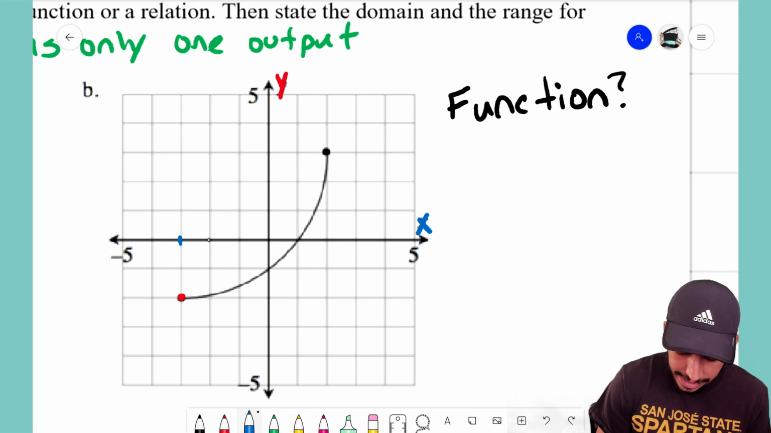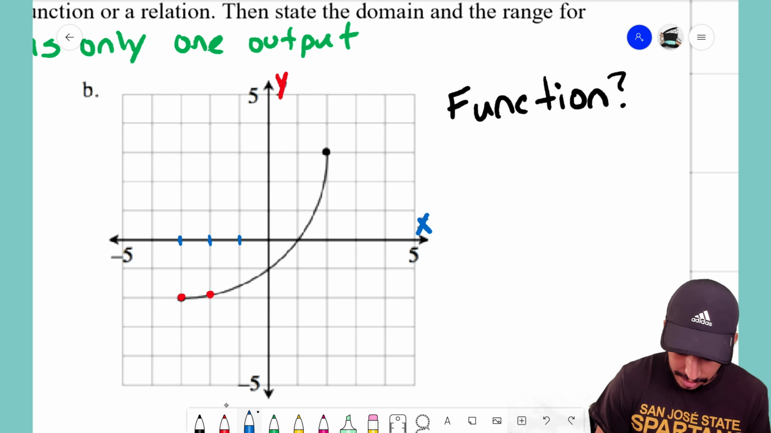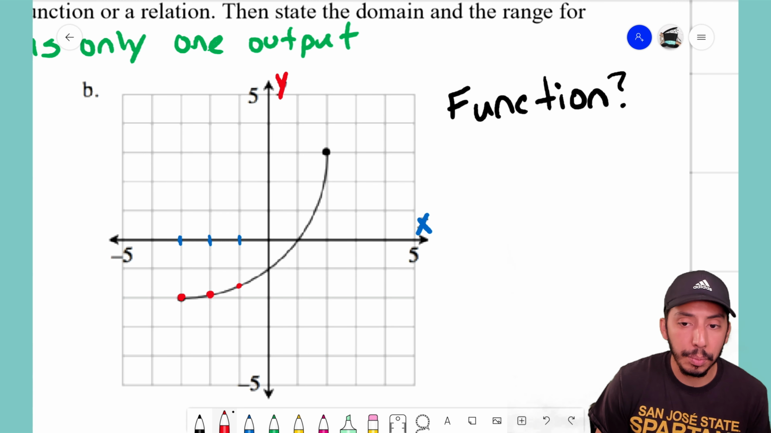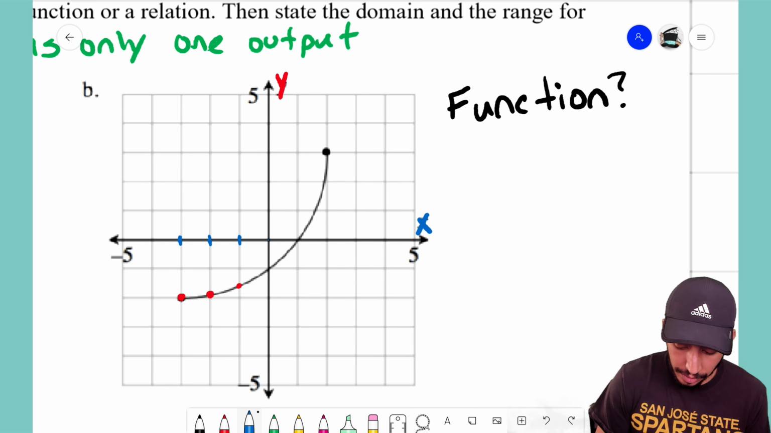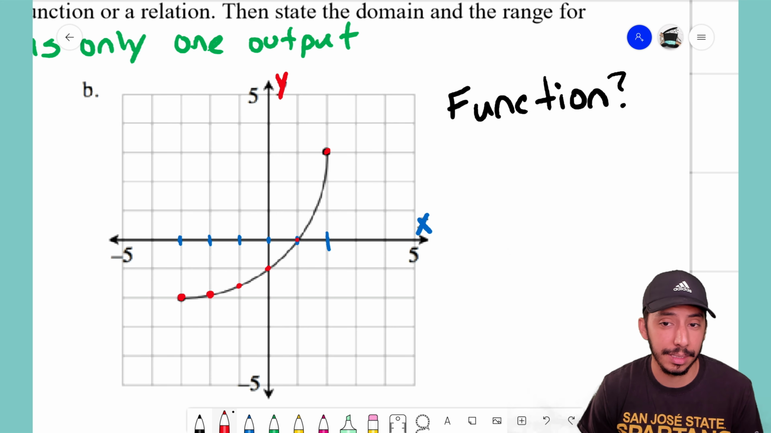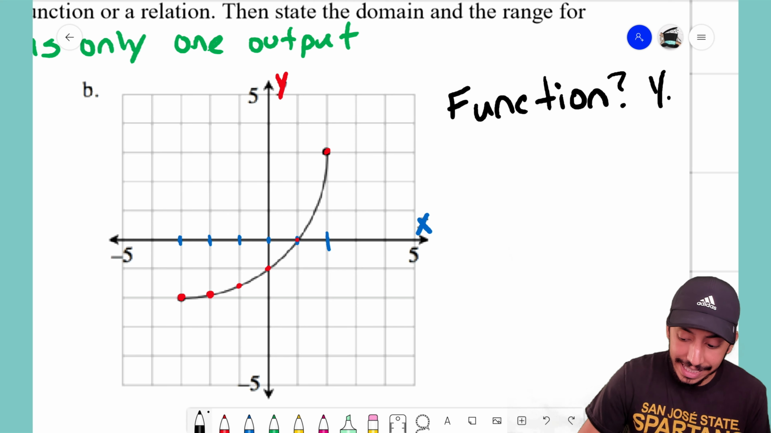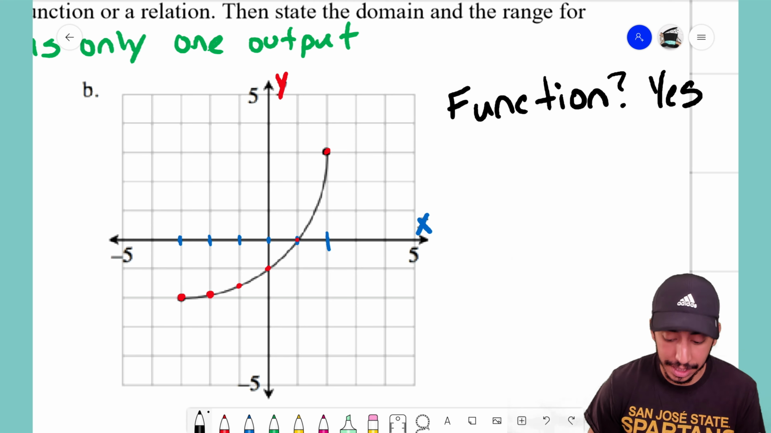Right? As I go to -2, I see that there's one output. I go to -1, this graph only has one output. I go to 0, one output. Are you guys seeing that every time I go through this and look at where my output is, every input is only giving me one output? Okay, so the question for this, is this a function? Yes, it is a function.